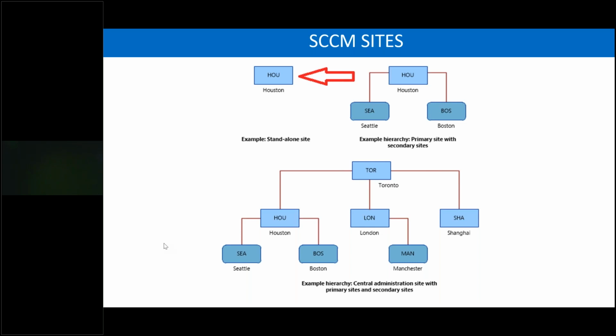So in SCCM there are only these three kinds of architecture. When you have to implement SCCM in companies, you will do either standalone, right? Or you will do primary plus secondary, or primary plus secondary plus central. Only these three kinds of architecture are there in SCCM. Okay, but mostly we do this one in companies.